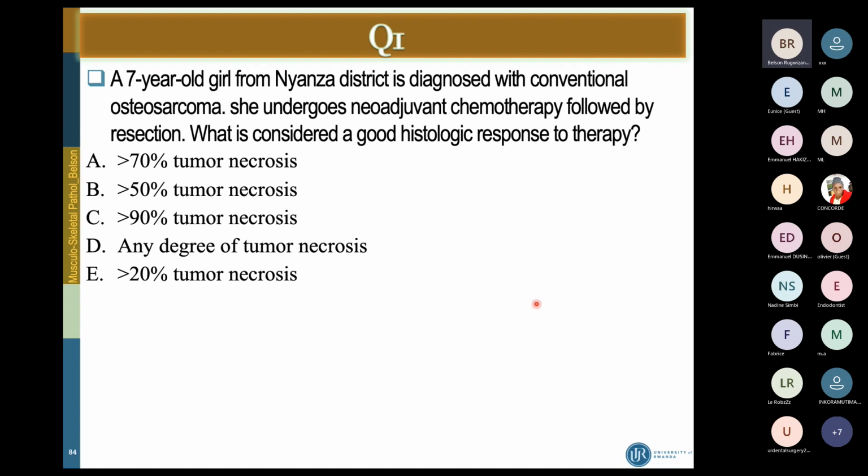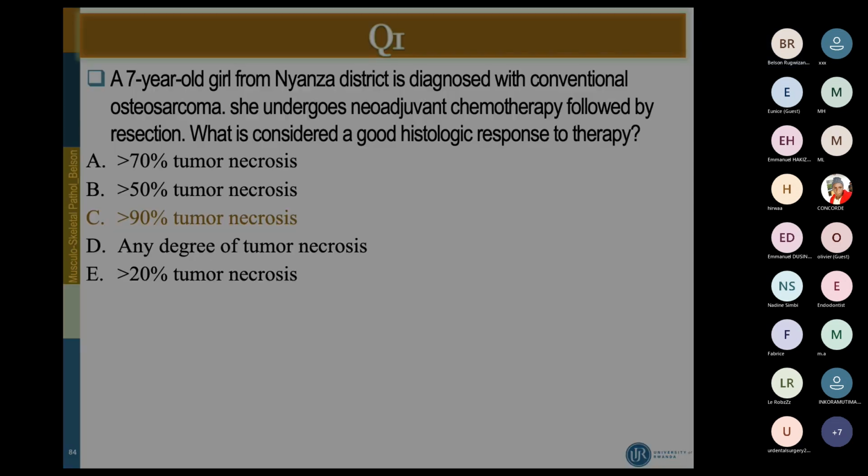Iyo usanze afitemo necrosis nyinshi, uhita uvuga ati imiti yarakoze, the tumor has responded to the therapy. So that's how we do. Kandi nawe as a clinician niko uba ugomba kubyumva. So niba pathologist avuze ati tumor twasanze almost 100% yarabaye necrotized, uzavuga ngo ni bibi, aho kubyishimira ahubwo ngo atari bibi. So you must understand these languages.